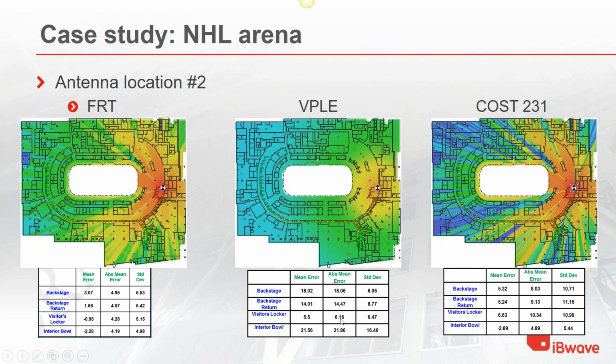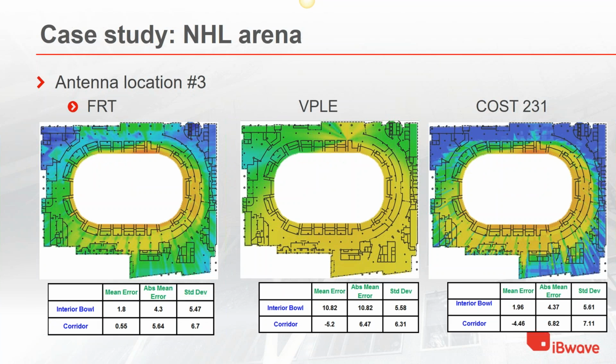It's only in the visitors' locker room that it is a bit better, and the reason for that is that the visitor locker room is not a very big space. It does not really have all that many obstacles in between. And then this is not really antenna location number 3, but level number 3 coming from antenna number 2. There you see that you have a comparable performance between FRT and COST 231. Even their standard deviations are not all that different between them. VPLE, on the other hand, is still performing poorly.